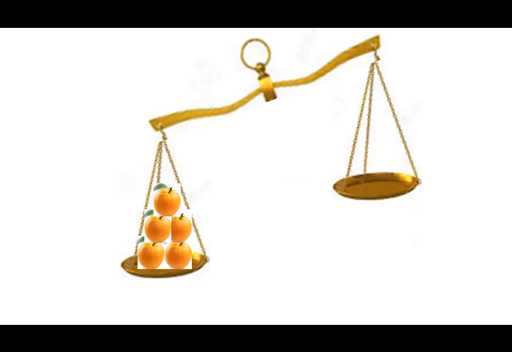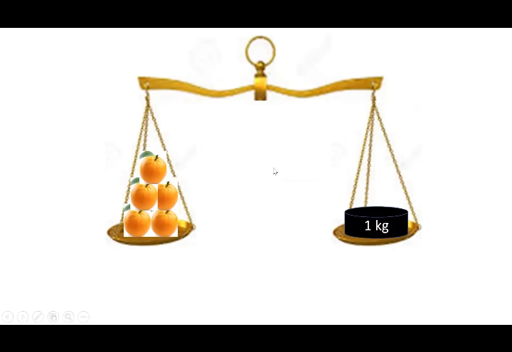Now you will place the known weight on the right side as shown here. Now you will adjust the weights so that both the pans are at the same level. At this level, the weight kept on this plate will be equal to this. That means the oranges kept on the left plate will be equal to this known weight, which is equal to 1 kg here.